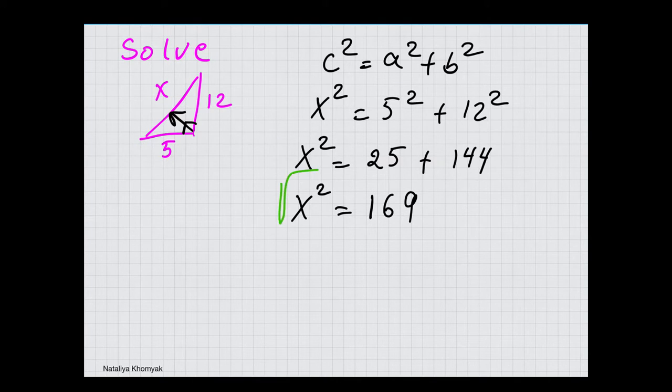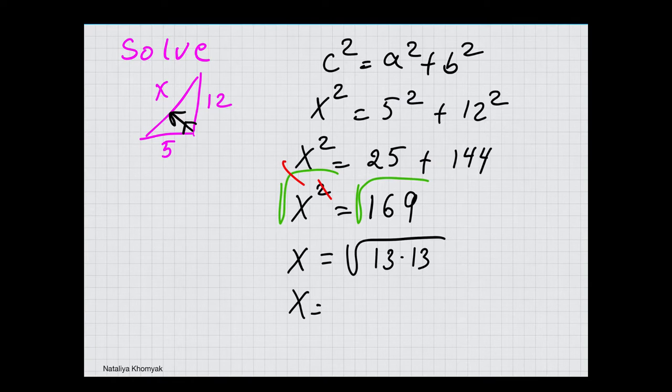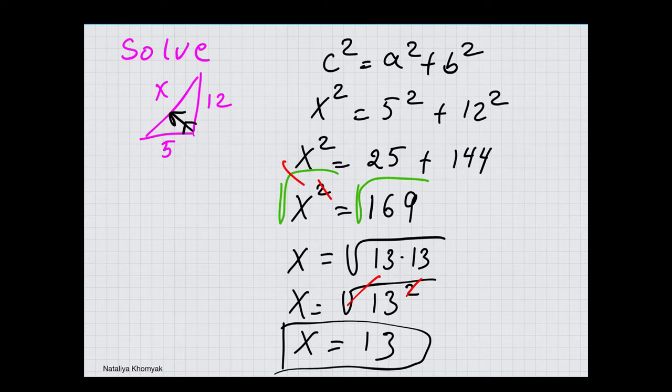The opposite of squaring is to take the square root. Whatever you do to one side of the equal sign, you do the same thing to the other side. Square root and second power cancel. So we have x is equal to the square root of 169, which can be written as 13 times 13. So x is equal to the square root of 13 to the second power. Square root and second power cancel, and x is equal to 13. This is our solution.